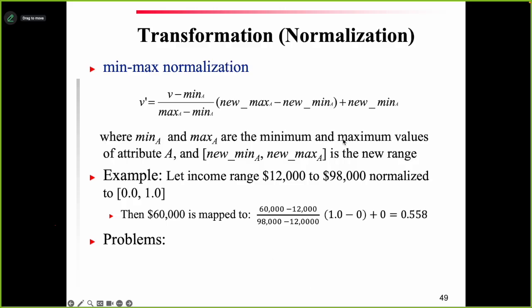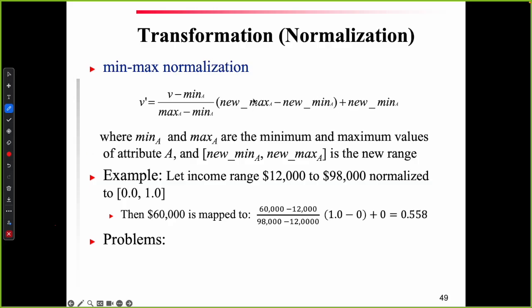Please do not panic just seeing this formula. Most of the time, when I tell you to normalize values to, for example, the range 0 to 1, then by default these terms are omitted. So I'm going to use the drawing here.